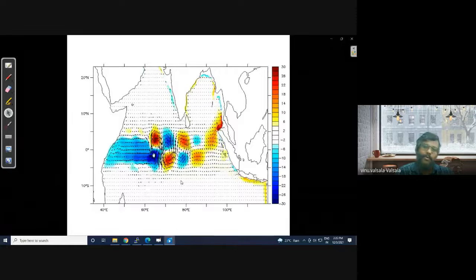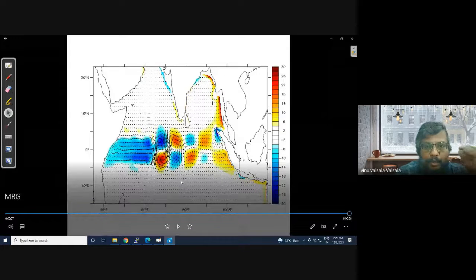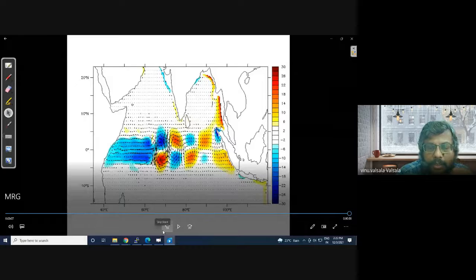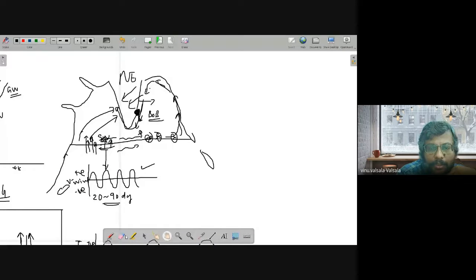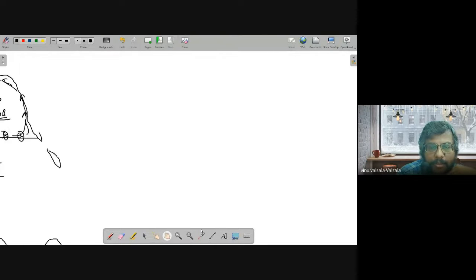So now what will happen if I draw the typical phase diagram of this? Can you imagine what the phase diagram of this will look like? I'm going to draw it here, the phase diagram or the Hovmöller diagram. Okay, we can call it Hovmöller diagram. What will be the Hovmöller diagram for this particular case? Let me draw it. What is a Hovmöller diagram? The plot with time on the y-axis and space on the x-axis, right? So this is called a Hovmöller diagram.